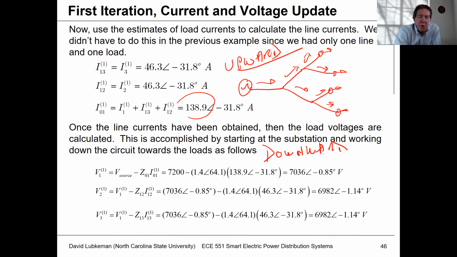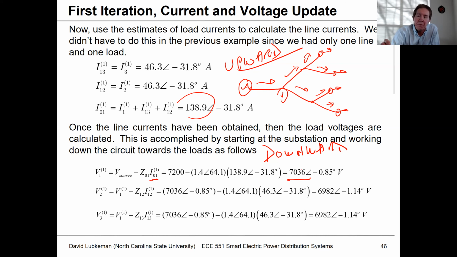And so what you do is you start from the very top of the tree, and then you would calculate the voltage associated with the first node, right? So V source minus Z01 times I01, this is a line current, is going to give me 7,036.